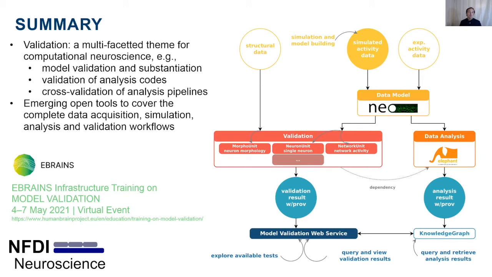So in summary, I hope that I've convinced you that validation is really a very multifaceted theme for computational neuroscience. We are dealing with model validation and model substantiation. We're dealing with validation of analysis codes, and also, what I didn't touch upon here, cross-validation of complete analysis pipelines.